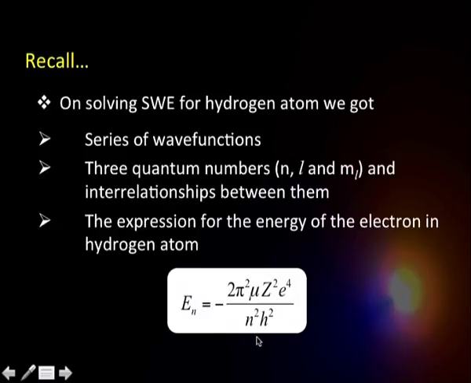That happens to be En equal to minus 2 pi square mu z square e to the power 4 by n square h square. Now, out of these three outcomes of solving the Schrodinger wave equation, the first two have been dealt with in detail, because in the previous session we talked about the wave functions and their interpretation, and prior to that we discussed the significance of quantum numbers also. Now, let us move on to the third outcome, that is, the energy expression.